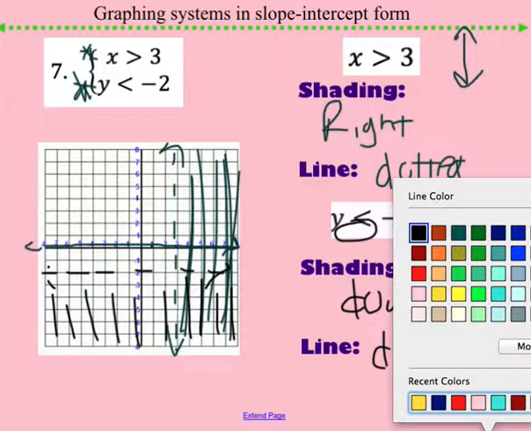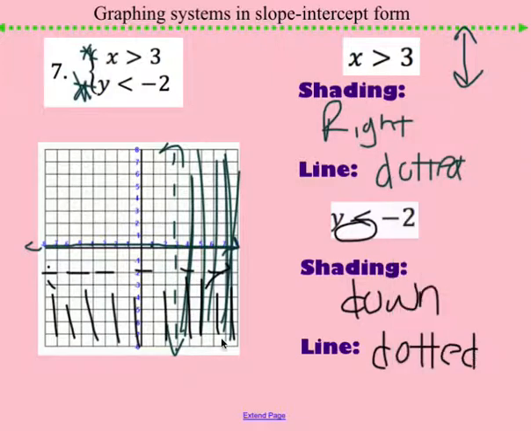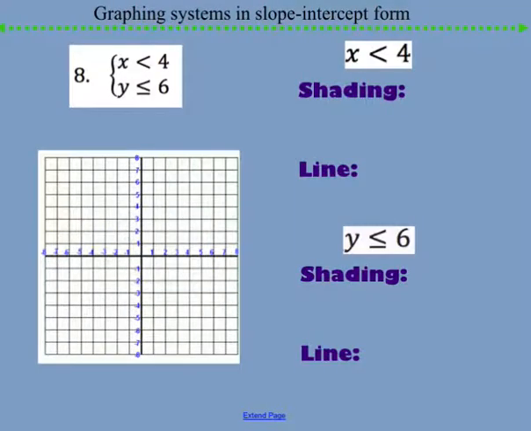So what I notice is that my shading crosses paths in this little rectangle right here. So that is the solution, that little rectangle right there. Last but not least, let's take a look at number 8.